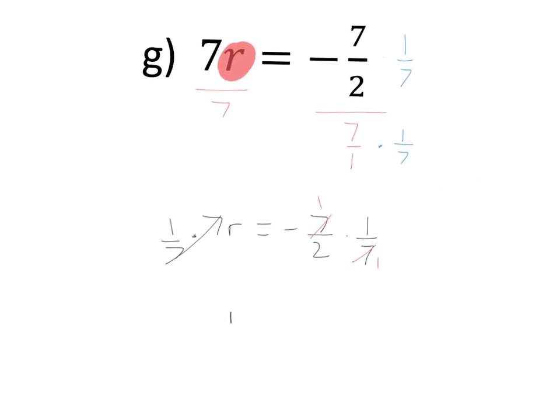So then I would have r equals negative, because a negative times a positive is a negative, 1 over 1, or 1 times 1 is 1, 2 times 1 is 2. So negative 1/2.